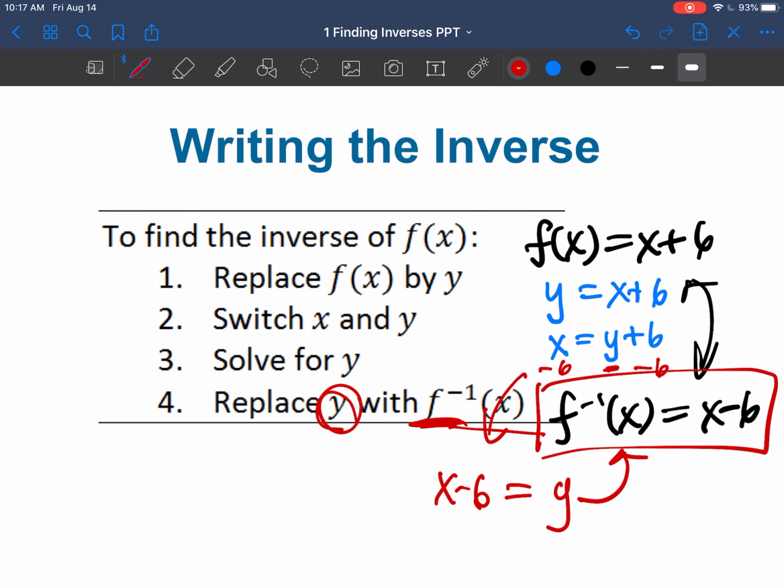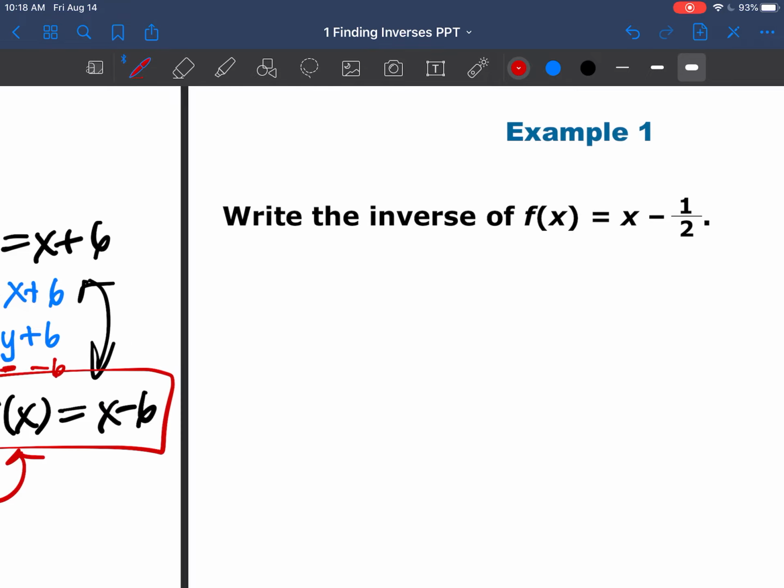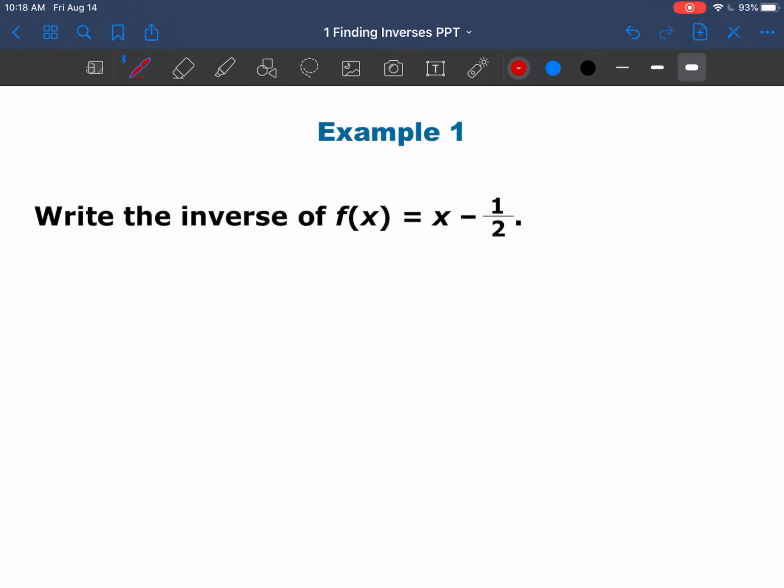And so we are going to do a few examples of that. And so example 1, this is our first function, f of x equals x minus 1/2. And so step 1 is to replace that f of x notation with a y. So y equals x minus 1/2. Now for step 2, we have to switch the x and y.